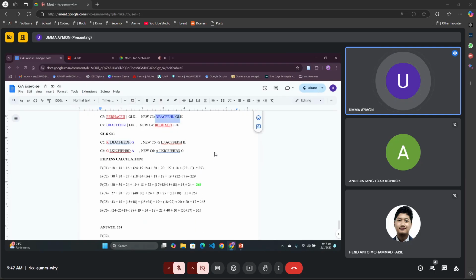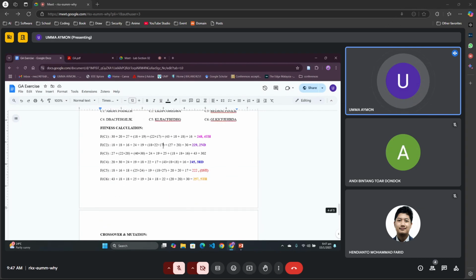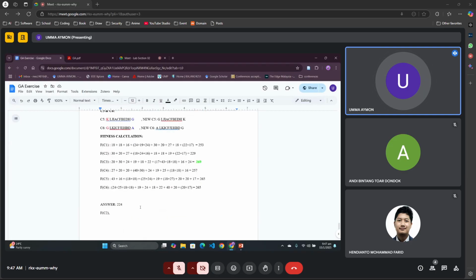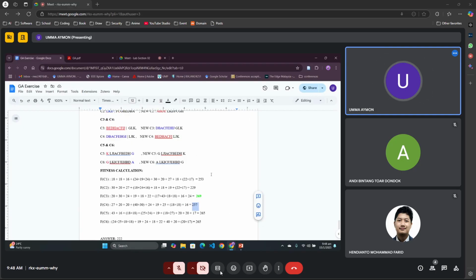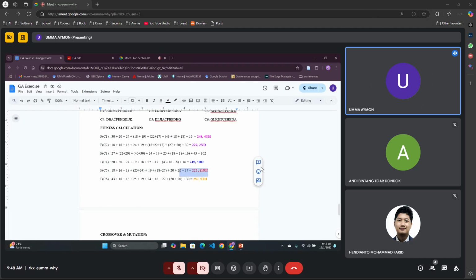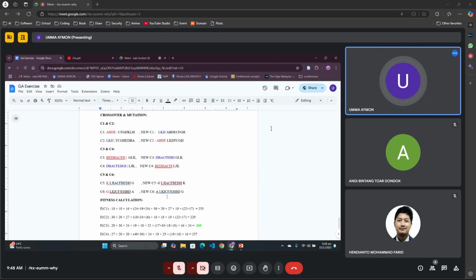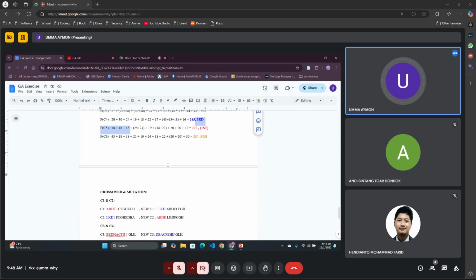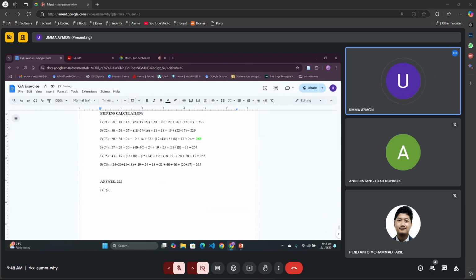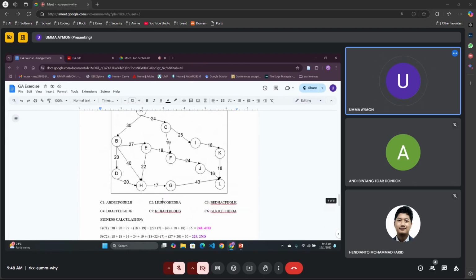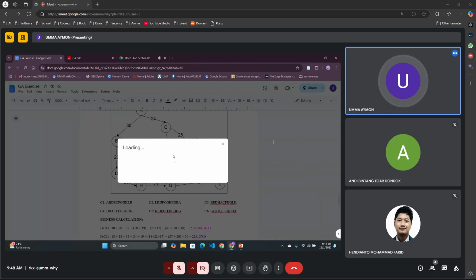We get new chromosomes, so we have to do the fitness calculation again for these new paths, similar to this one. After calculating all these values, we will get 222 as our shortest path, because in this path we will also not get any minimum value less than 222, which we got in the first one. There is no minimum value less than 222, so we get 222 as our answer, and the shortest path is FC5, and the shortest path is this one. So this is the answer for the traveling salesman. I am sharing this with you.